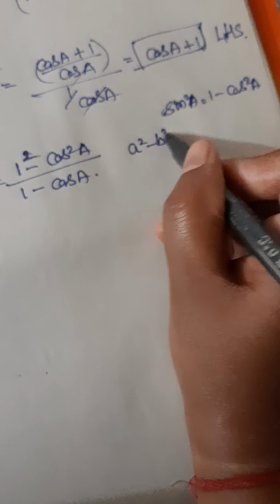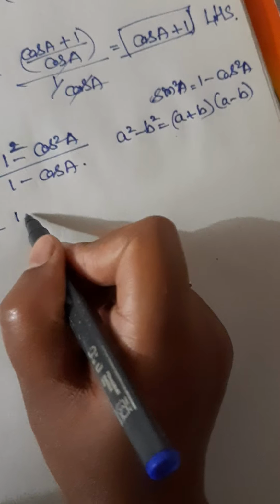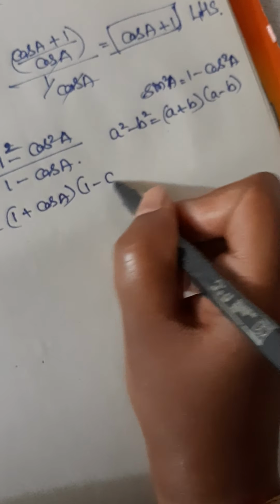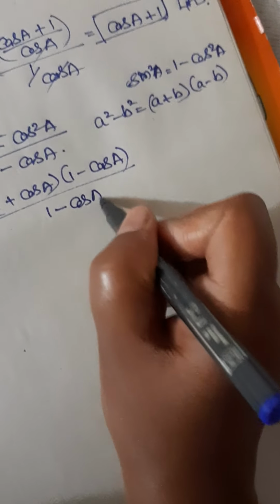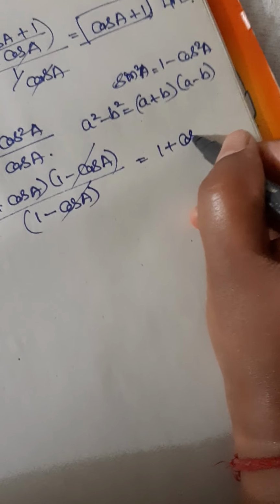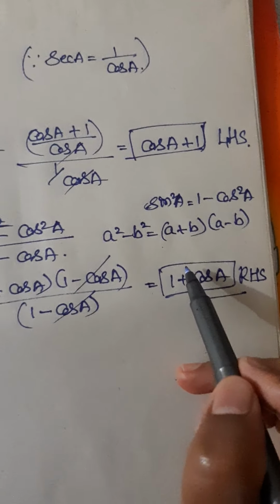So here, the numerator is in the form of a square minus b square, so it will be (a plus b)(a minus b). Now let's write this in the same form: (1 plus cos a)(1 minus cos a) divided by (1 minus cos a). Cancel these two things and it will be 1 plus cos a. So this is our RHS part. From this, our LHS and RHS both are equal.